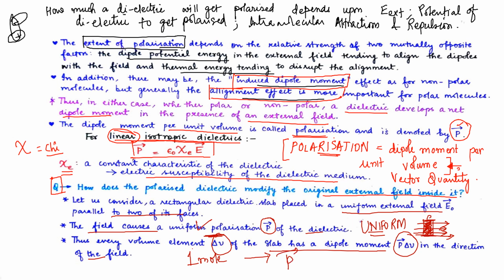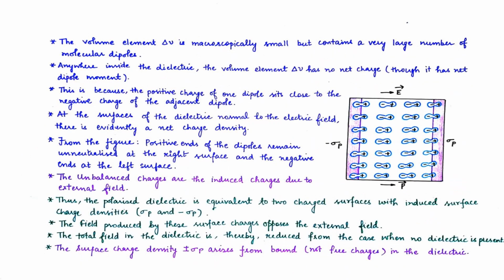P bar. And then one molecule, not mole, then the whole system containing X molecules will have how much? This is equal to Y, so Y equals X p. Here X is not any number, but is considered to be the volume. So we get P into the volume. For the given volume we are defining the dipole moment. The volume element del V is macroscopically small but contains a very large number of molecular dipoles.